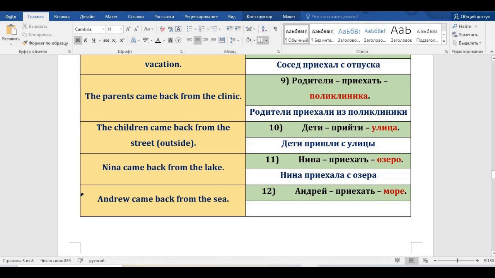The last one here. Andrew came back from the sea. Андрей приехать море. Андрей что сделал? Приехал откуда? С моря. The same with the word море. If you say из моря, it means he is like a fish, spent some time in the water, and he left it. But when you say с моря, it means from the events that happened at the seaside. Maybe they played volleyball, not only swam.